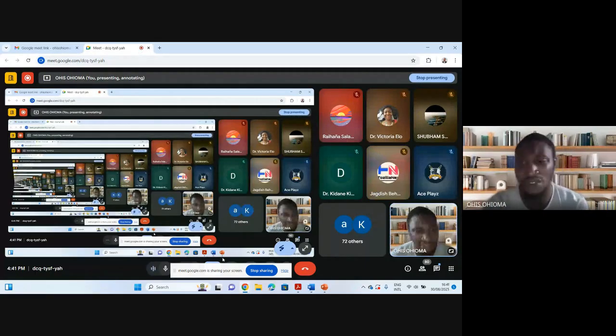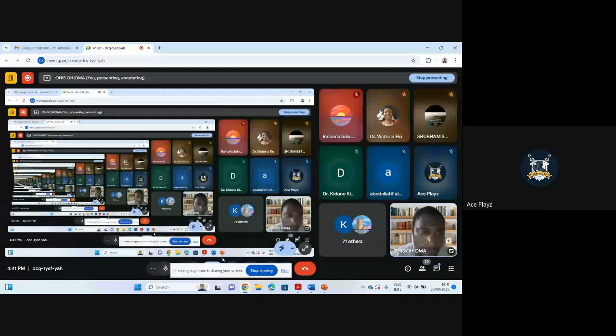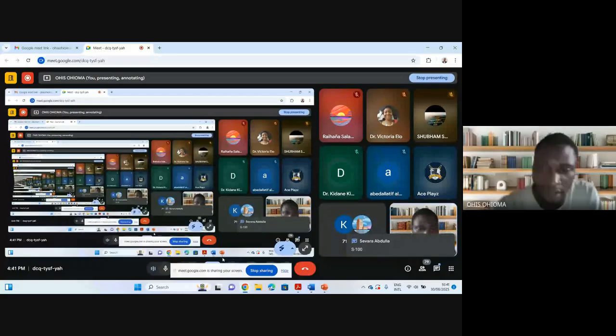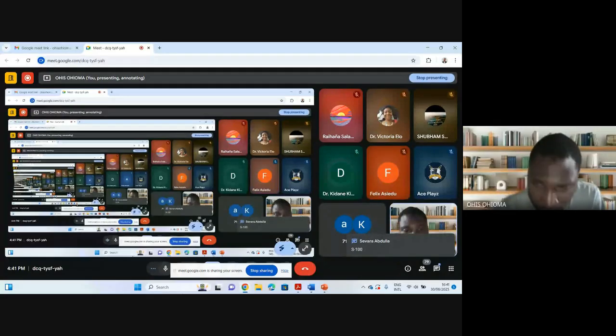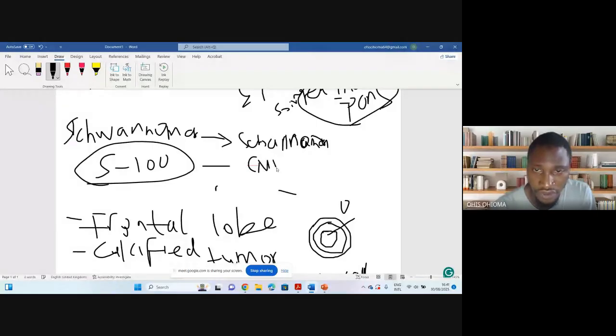The next thing you need to know about the schwannoma is that it has a tumor marker. Does anybody have an idea of what the tumor marker is? S100. Yes, thank you, Dr. Sevara. S100 is highly suggestive of a schwannoma. It affects cranial nerve 8. That's another thing you need to know about it, okay?